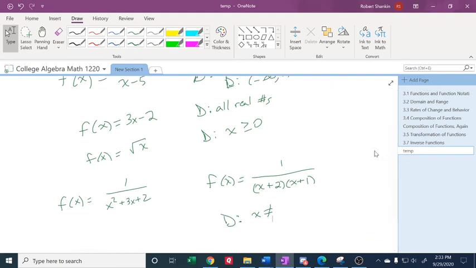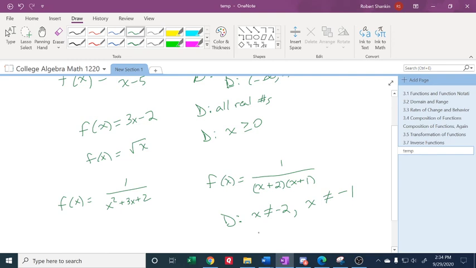Well, are there two different domains, one for x plus 2 and then one for x plus 1? Does that make sense? You're on the right track. There's two different numbers that x cannot be. So x is negative 2 or negative 1. X cannot equal negative 2 or negative 1. Yes. That's it.